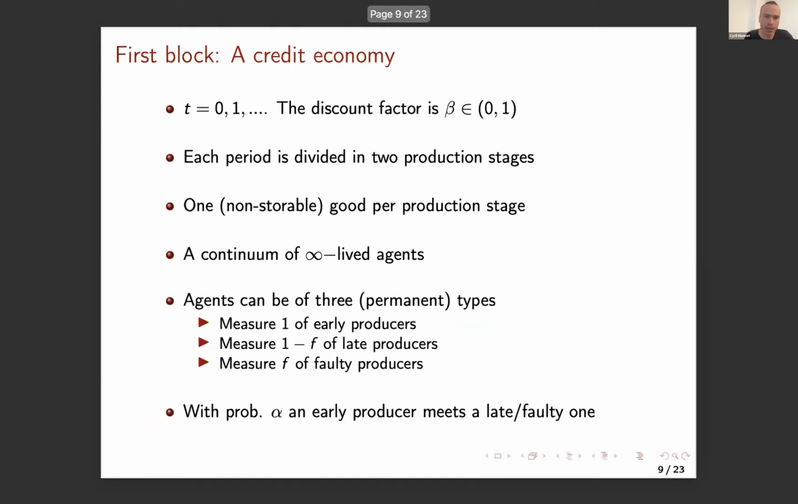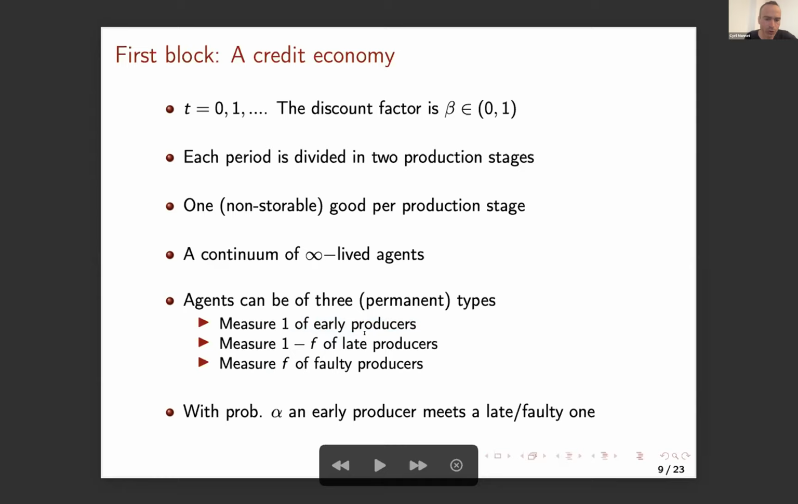So this is your typical credit economy. So time is discrete, continuous, forever, and agents discount at rate beta. There are going to be two production stages in each period and one non-storable good per production stage. So we're going to have a continuum of infinitely lived agents. Some of them will produce in the first production stage, and some of them will produce in the second production stage. So there's going to be a measure one of agents who produce early on, and there's going to be a measure one minus F that produce later on, and F that are faulty. For this talk, just set F to zero. Okay, so we shouldn't bother with that.